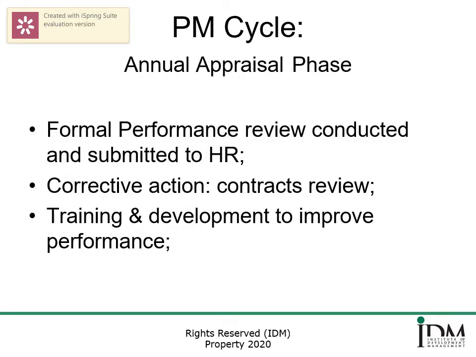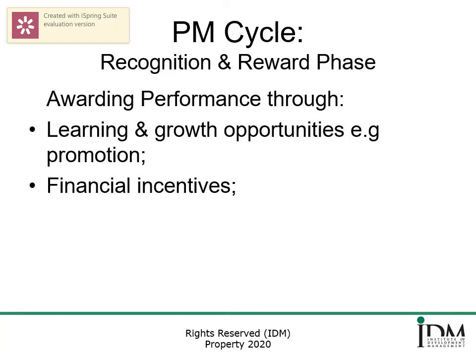Then there is an annual appraisal phase, where a formal performance review is conducted and submitted. Now, when this review is done at department level, it is then submitted to HR. While that is submitted, we look at how best to do corrective actions and the contract review to start the next period. When we start the next period, whatever gaps we identified in the previous cycle, training and development must be ensured to improve performance. That's the corrective action for this cycle.